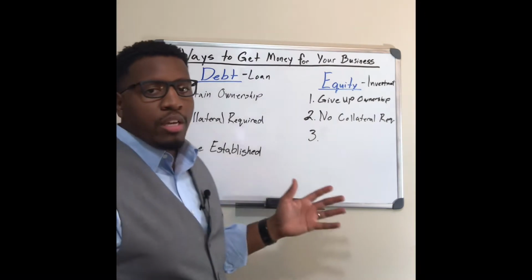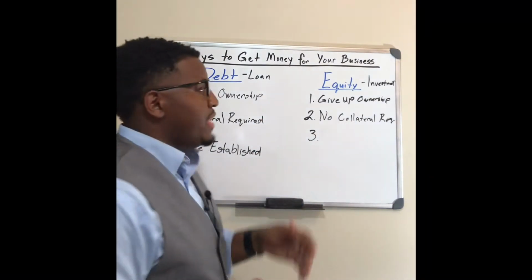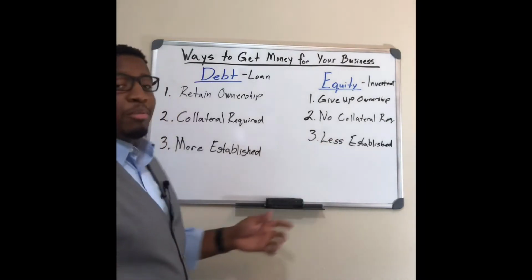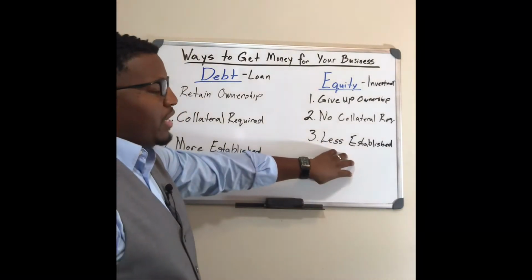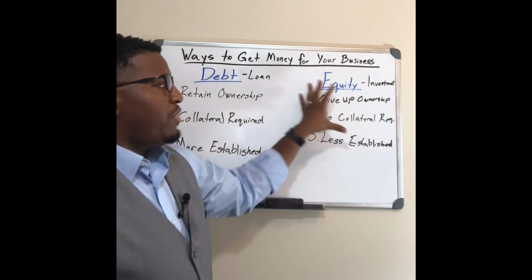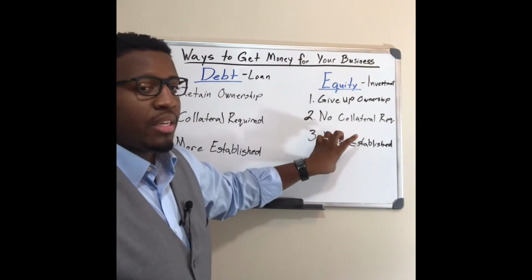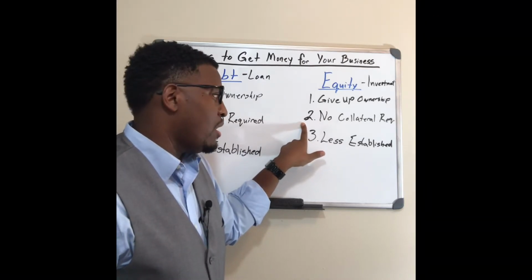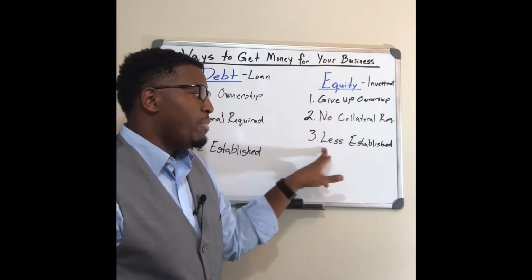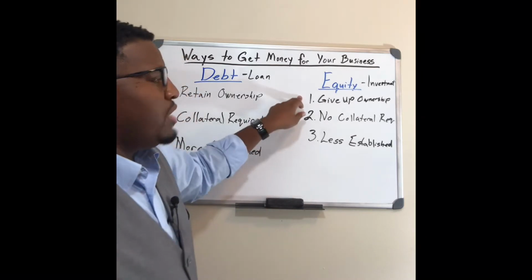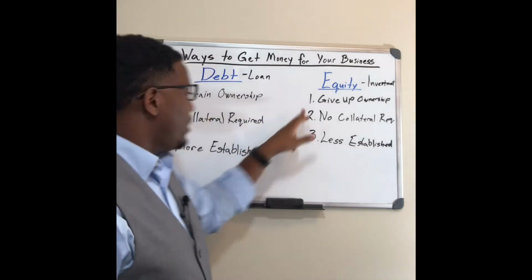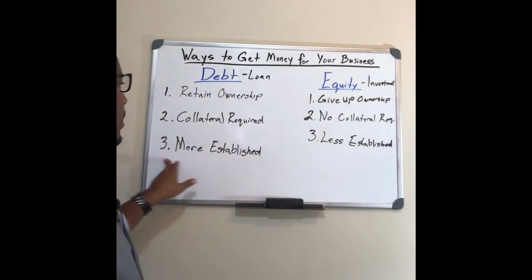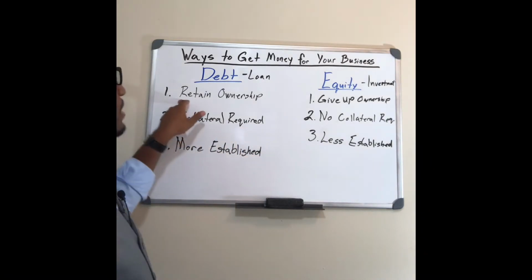And the third differentiator between debt and equity funding is that equity funding is for less established businesses. Equity funders, because they're taking a bigger risk by not requiring any collateral, meaning that they may not get paid back after the business is gone, and they're taking the risk because it's a newer, less established business, they want you to give up ownership of your business. Whereas a bank, because they do require collateral, and they want more established businesses, you get to keep the ownership.